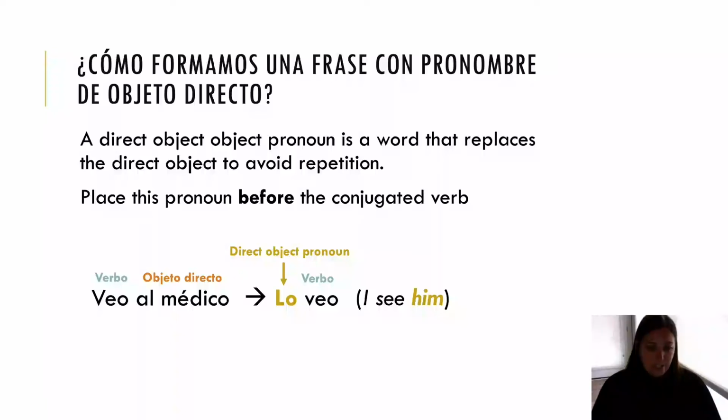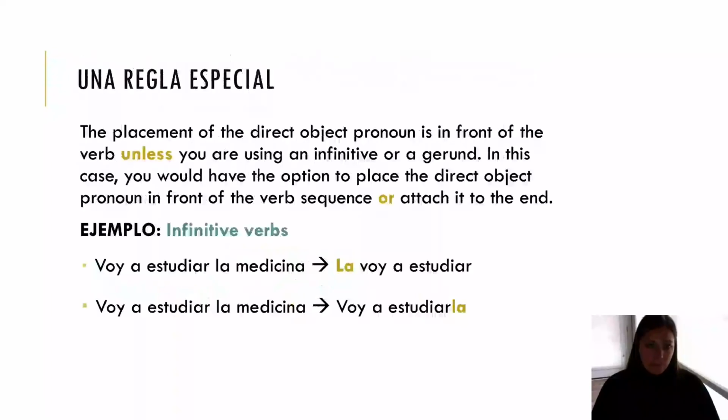Our next example is veo al médico. We've identified our direct object, which is al médico. So we replace it with lo. So we have lo veo. I see him.